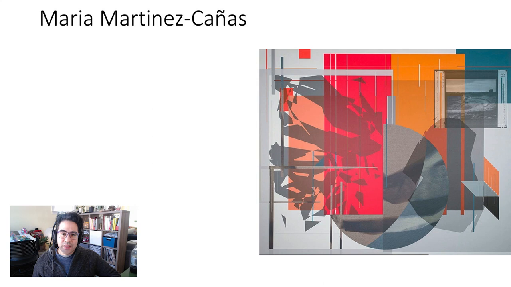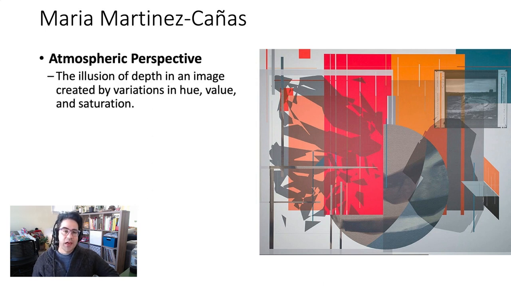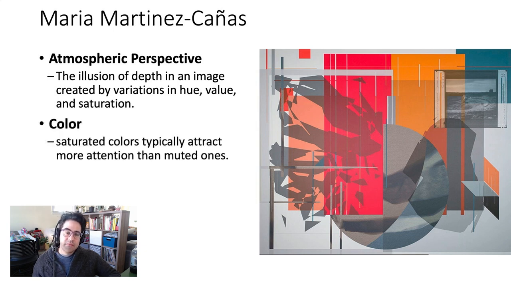Next, we have Maria Martinez-Cañas, whose work gives us a fantastic example of atmospheric perspective, and that is using variations in hue, value, or saturation to create the illusion of depth in an image. Here, the artist is using saturated, warm hues to bring the left-hand side of the image and the top more into the foreground. Then using desaturated, cooler hues to push these other parts of the image farther into the background. And one of the effects that this has, in addition to creating depth through atmospheric perspective, is attracting more attention to those areas of saturated color.